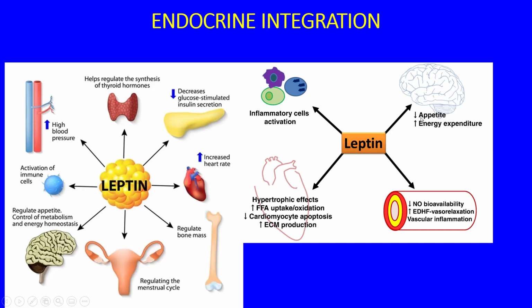Here we have leptin, where it increases the energy expenditure but decreases the appetite. It will also decrease bioavailability of nitric oxide, which plays a role in blood vessel regulation. And also we have hypertrophic effects, free fatty acid uptake, oxidation. We will see ECM production and cardiomyocyte apoptosis is decreased. It will also play a role in the inflammatory cells activation.